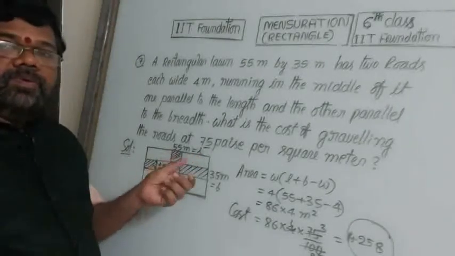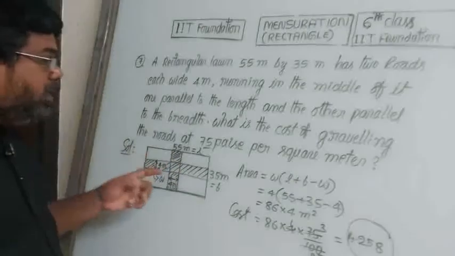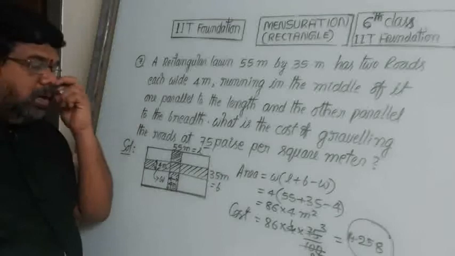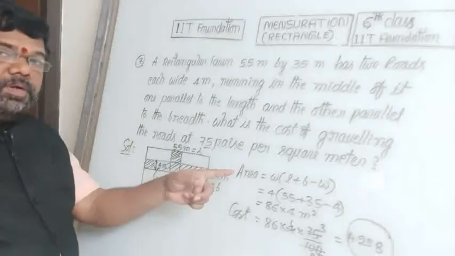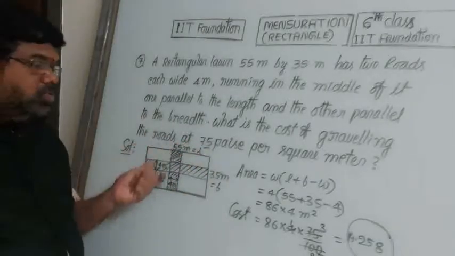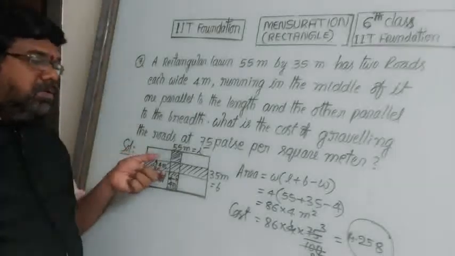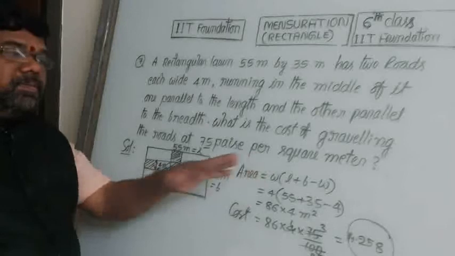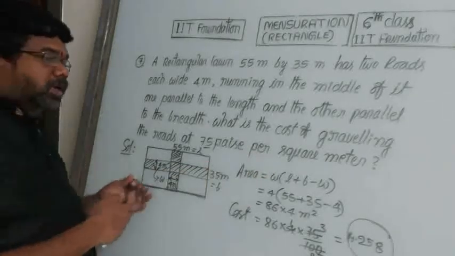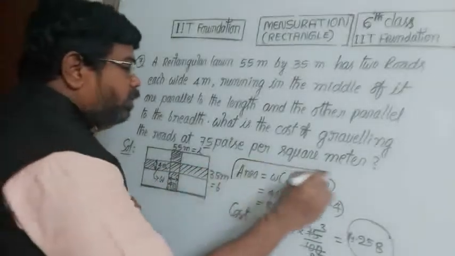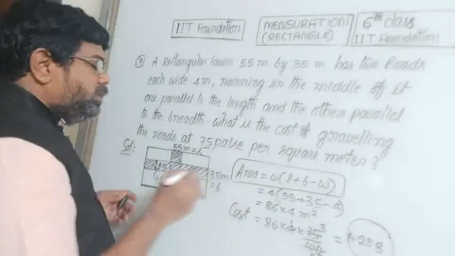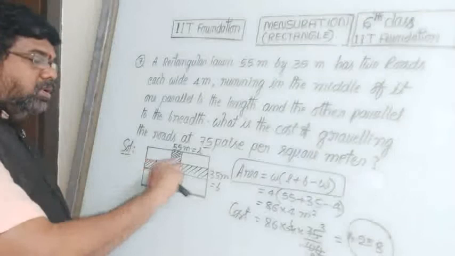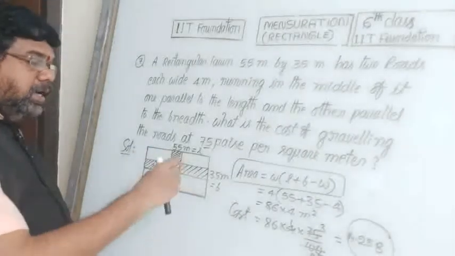So clear? For this entire question, what is the key point? The formula for area of two roads: W into (L plus B minus W). That is how to keep it in your mind. Two roads, one parallel to the length and the other parallel to the breadth, are given. Then the area of two roads is W into (L plus B minus W). If you remember this key point, you can do it very easily. You can also do it in the general way: this road is one of the rectangles, length into breadth.